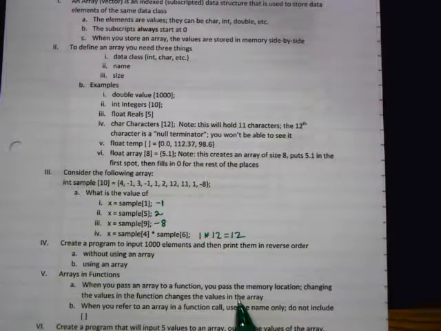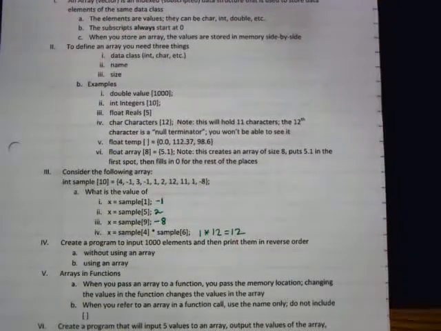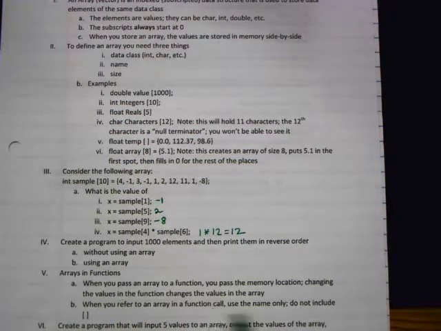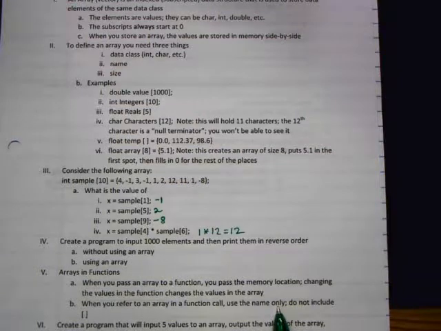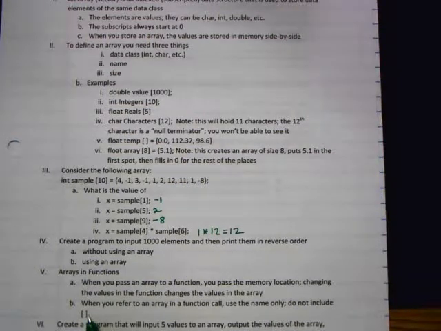There's no options on that. If you change an array in a function, it changes it back in the main. So watch out for that. Sometimes you want that, sometimes you don't. When you refer to an array in a function call, use the variable name only. Don't put the square brackets, and we'll do an example of that here in just a few minutes.